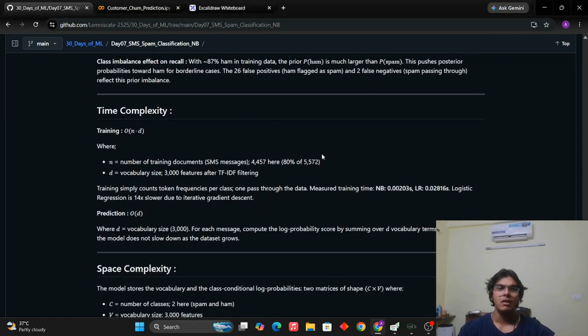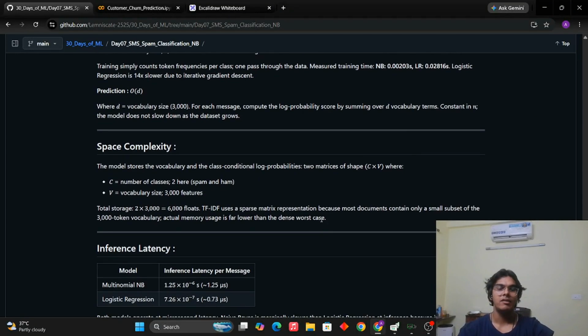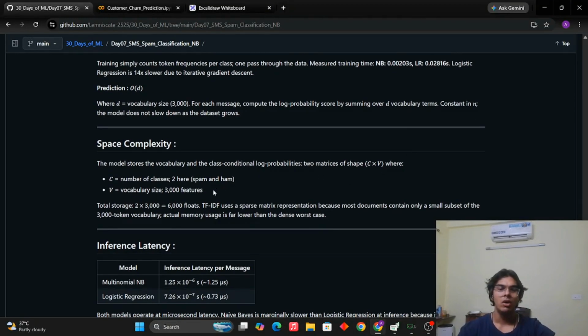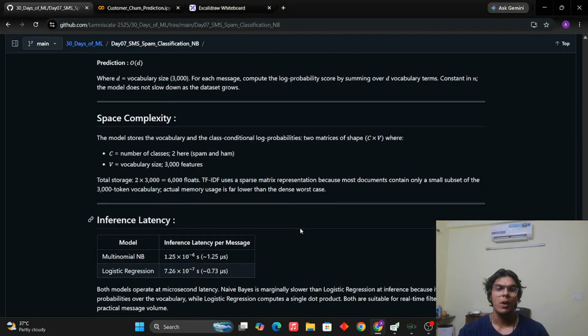There's the time complexity. Like I said, it's a linear model, very fast, n into d. D is the vocabulary size, and n is the number of training documents. Okay. So this is how you can calculate it. Space complexity. The model only stores the vocabulary for both the classes. So it's near about constant, and it's pretty small. You can really just avoid it.